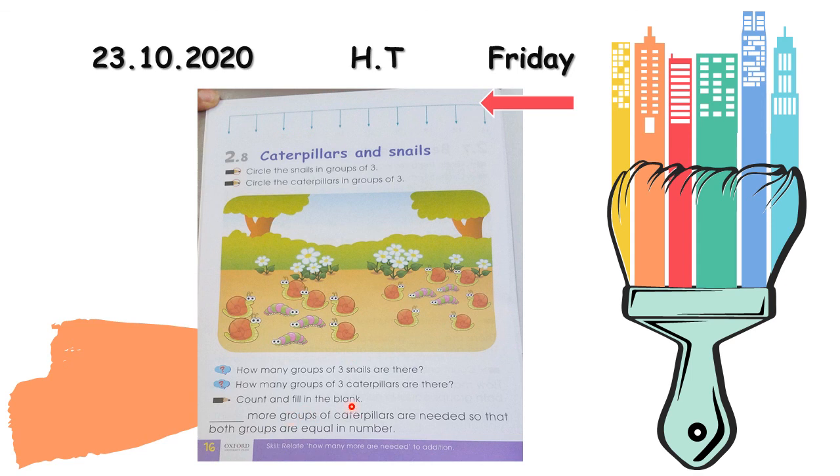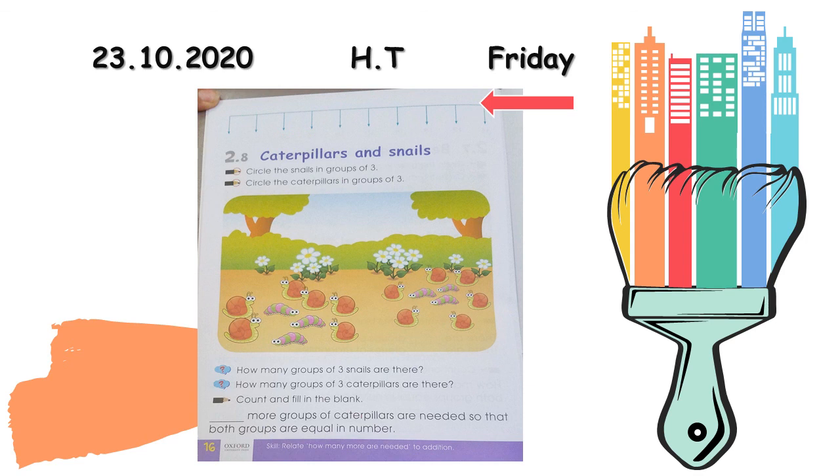Count and fill in the blank. Dash more groups of caterpillars are needed so that both groups are equal in number. We have 4 groups of snails and 2 groups of caterpillars. So how many groups are needed to make them equal? Excellent. 2 more groups. So you are going to write number 2 in the blank. 2 more groups of caterpillars are needed so that both groups are equal in number.